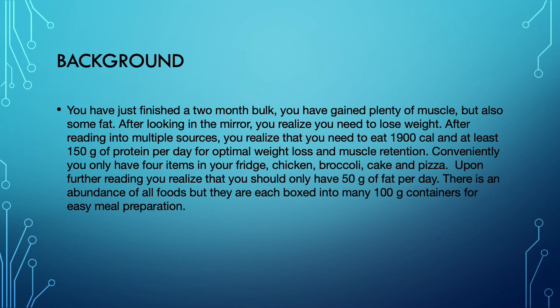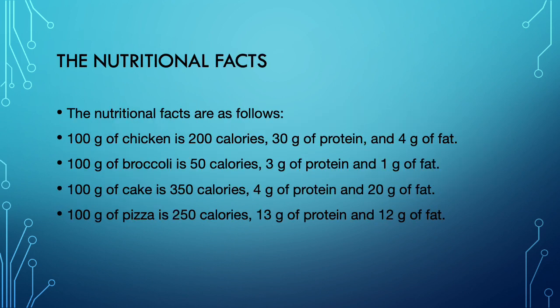There is an abundance of all the foods, but they are boxed into many 100-gram containers for easy meal preparation. Here's the nutritional facts. 100 grams of chicken is 200 calories, 30 grams of protein, and 4 grams of fat. 100 grams of broccoli is 50 calories, 3 grams of protein, and 1 gram of fat. 100 grams of cake is 350 calories, 4 grams of protein, and 20 grams of fat. And 100 grams of pizza is 250 calories, 13 grams of protein, and 12 grams of fat.